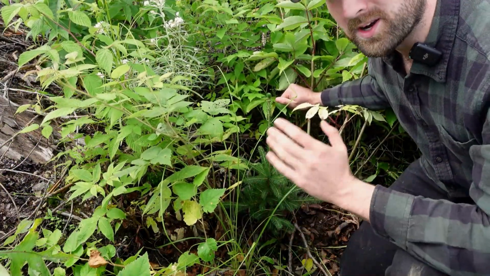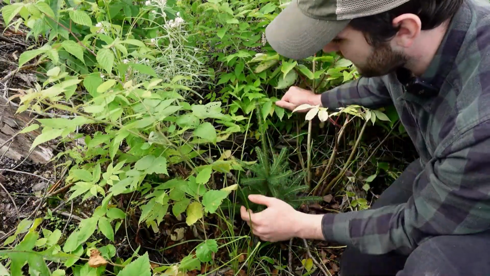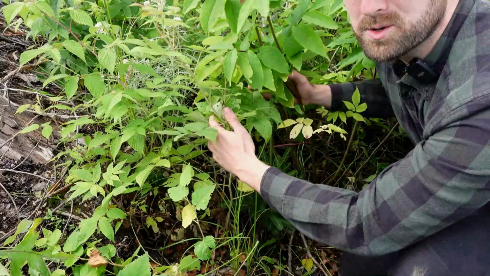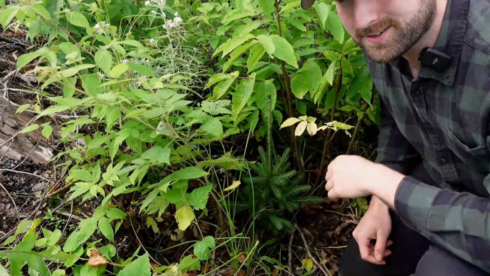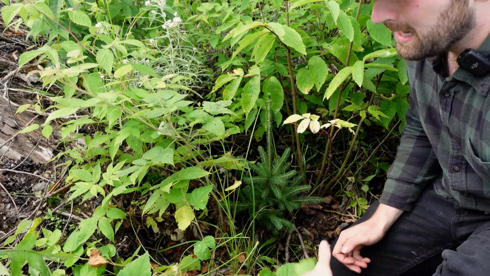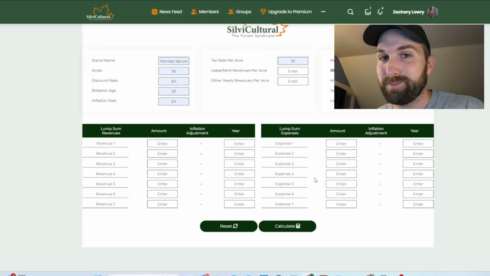And in the stand, I believe this was only 1 year after planting. So just 1 year after planting, this stand was absolutely inundated with competing herbaceous and woody vegetation that, if left untreated, would just absolutely catapult the mortality rate to levels that we don't want to see. So the second option for site prep is chemical site prep.